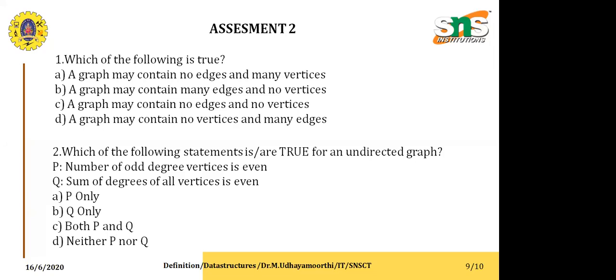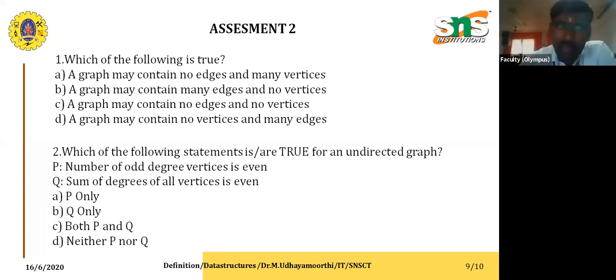No, sir. Okay. For example, a graph can have no edges and only one vertex. Is that correct? Okay, only one vertex is there. If that single vertex alone is present, you are having no edges. So the first one is wrong.